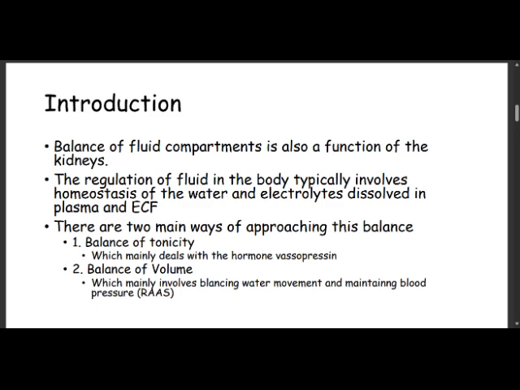So the balance of these fluid compartments in the body can happen in two ways. There are two main ways. Number one, the balance of tonicity, and number two, the balance of volume. During the balance of tonicity, you're basically dealing with the dissolved electrolytes that are in the plasma, or the ECF. Tonicity just refers to the amount of solutes in a particular solution. But for the balance of volume, you're dealing with the direct amount of fluid that is in that particular fluid compartment.